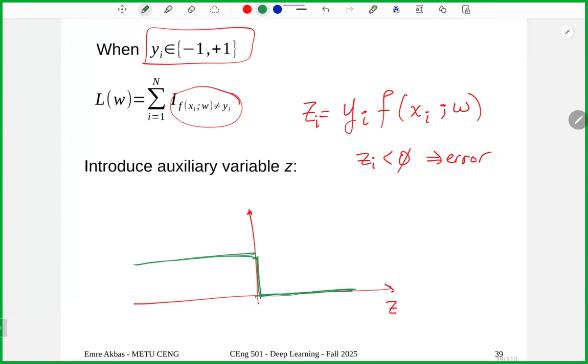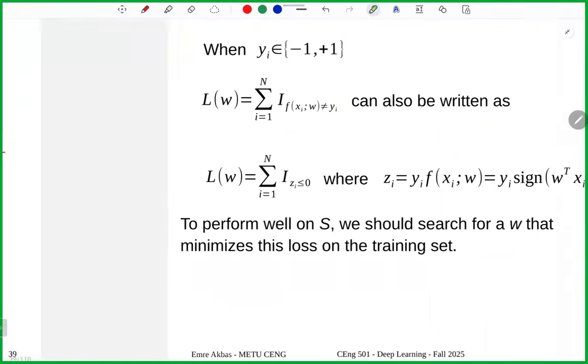Because if z is positive, then no loss is incurred. So this part has 0 loss, so no penalty. But here, z less than 0, you have a constant loss. So that's why we are using this auxiliary variable z.